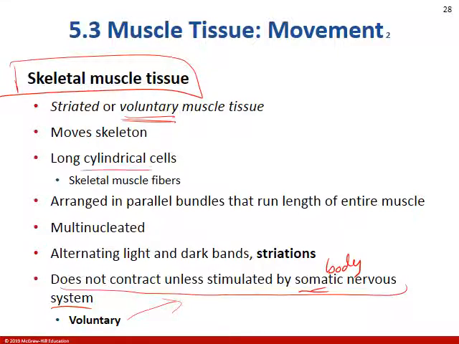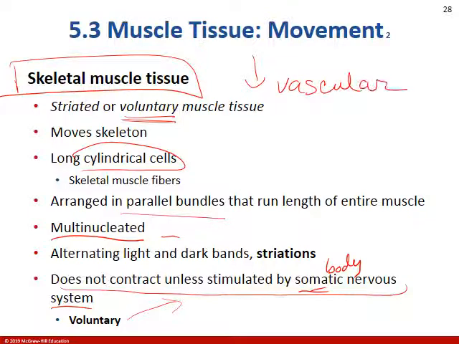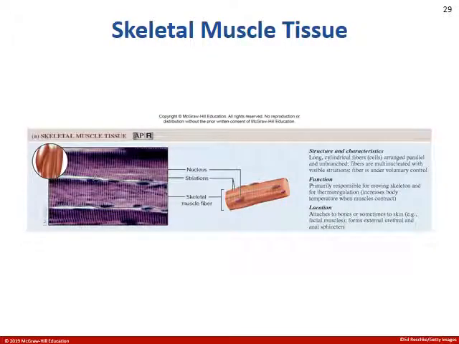You're going to see long cylindrical cells, arranged in bundles. They're also multinucleated, so that means they have multiple nuclei. This tissue is vascular, all of it, so you always have to have a blood supply to all of your muscle. Nice image here of skeletal muscle.